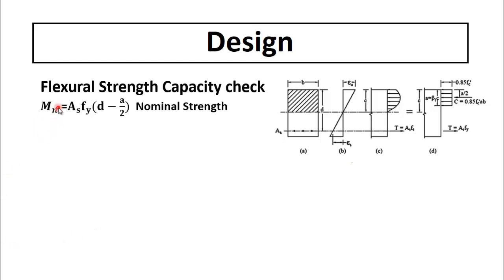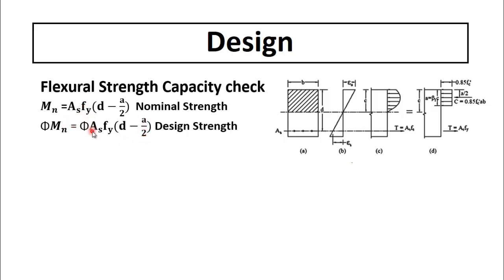Mn, the nominal strength of the beam, is equal to AS Fy into D minus A by 2. AS is the area of steel, Fy is the yield strength, D is the effective depth of the beam, A is the equivalent depth of the compression block. The values of AS and A were already determined in the previous step. Design strength is equal to phi Mn, which is equal to phi AS Fy into D minus A by 2.